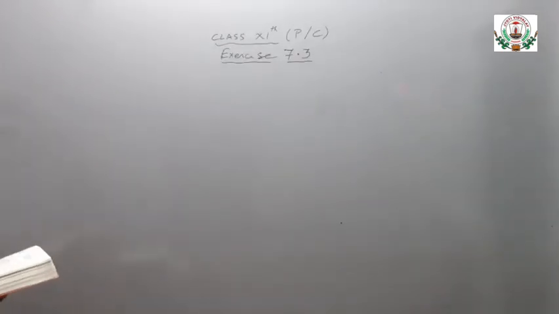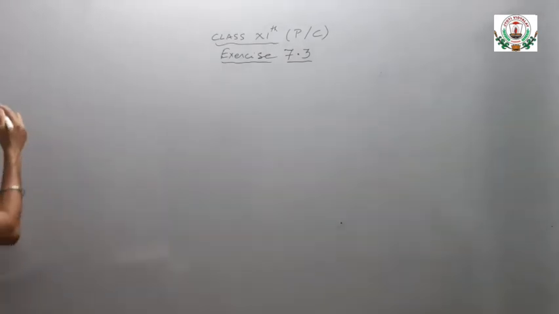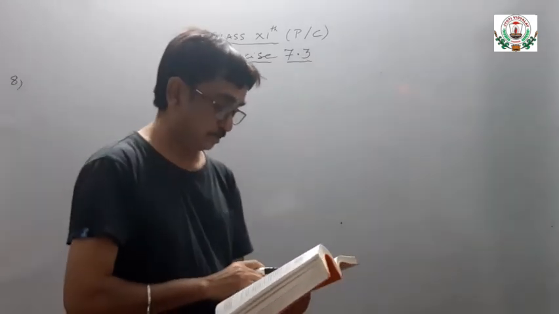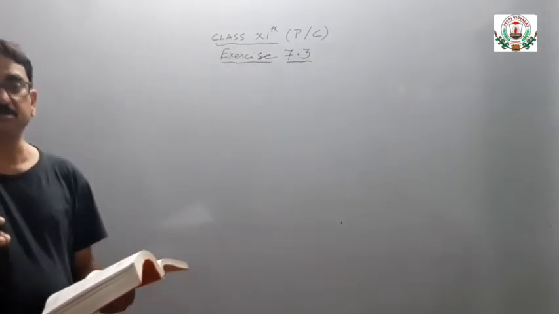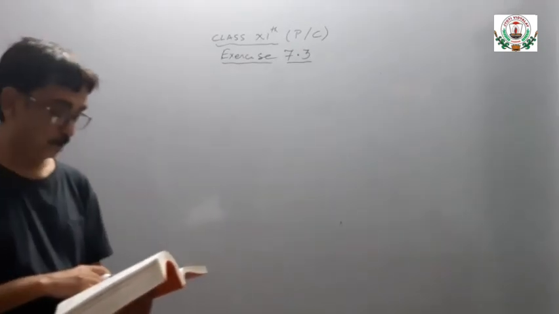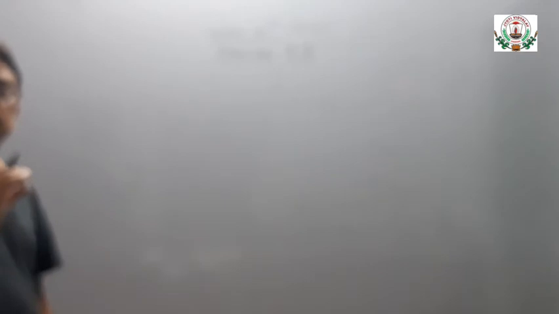Question number 8 of exercise 7.3. How many words with or without meaning can be formed using all the letters of the word EQUATION, using each letter exactly once? Means the letter must not be repeated in the given word.